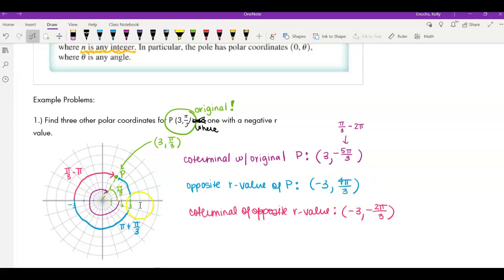And then finally, if I start at negative 3, I can find its coterminal. So I'm going to do pi over 3 minus pi to get that negative 2 pi over 3 value.